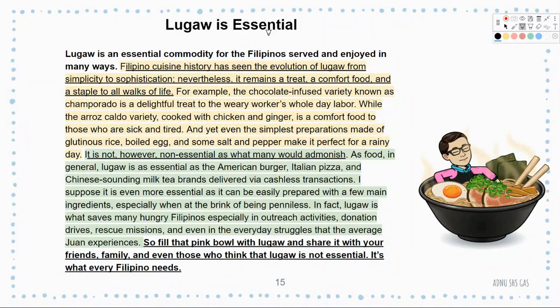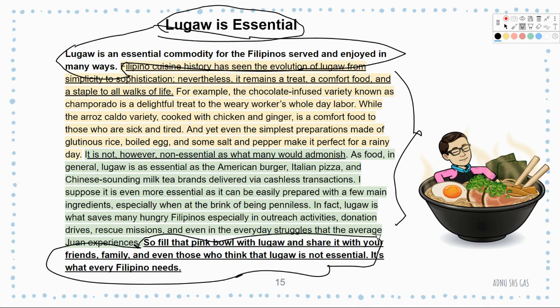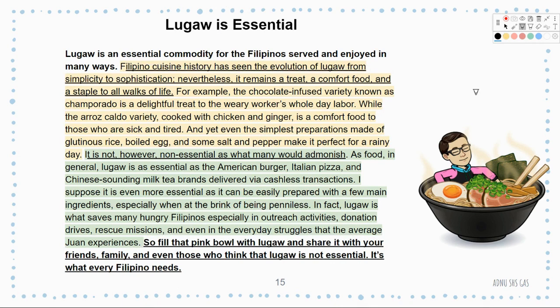In a section in the e-lesson, we will examine this particular definition paragraph, which explores why lugaw is essential. There I would like you to check how the particular paragraph was introduced or started, and then how the body was developed, and finally how the conclusion was wrapped up. Okay, so please take time to read this particular definition paragraph. You may pause this clip so that you may have a closer look.